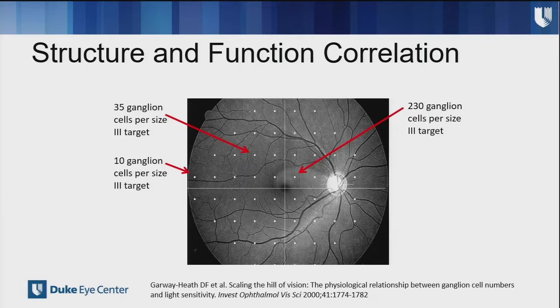There is considerable variation in the number of retinal ganglion cells sampled during automated visual field testing due to much higher numbers of retinal ganglion cells centrally compared to peripherally.